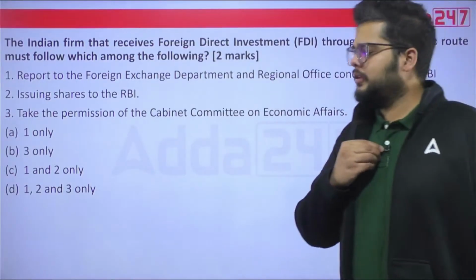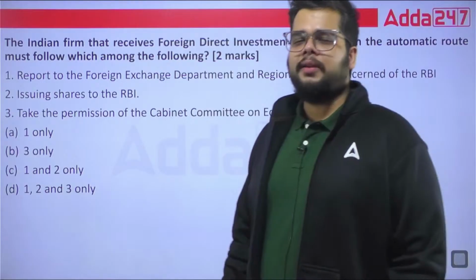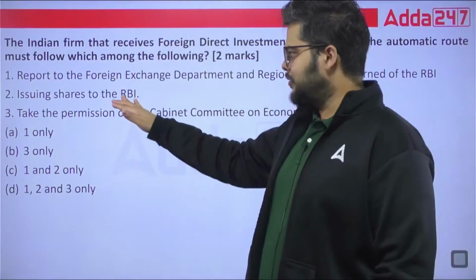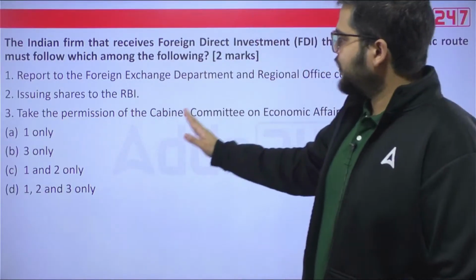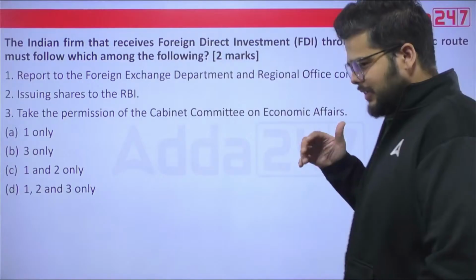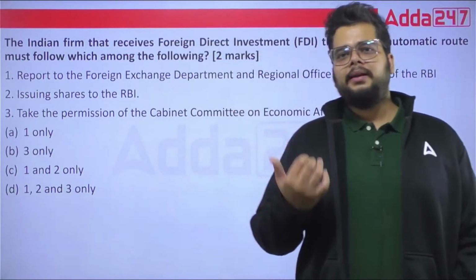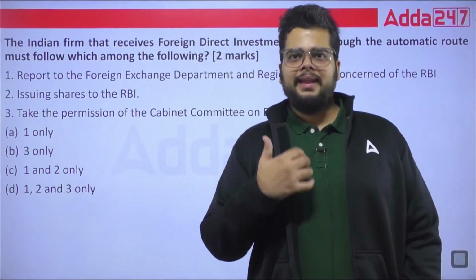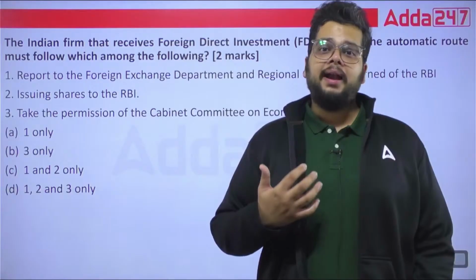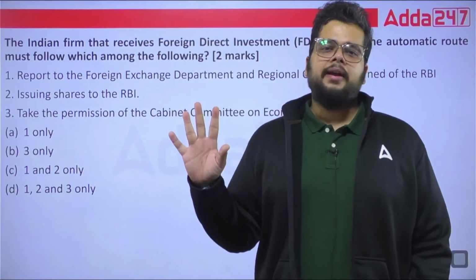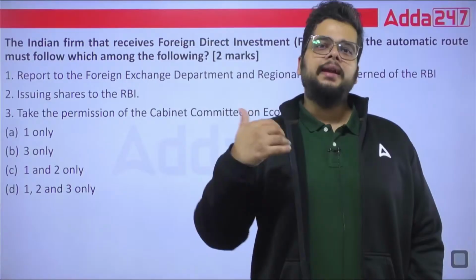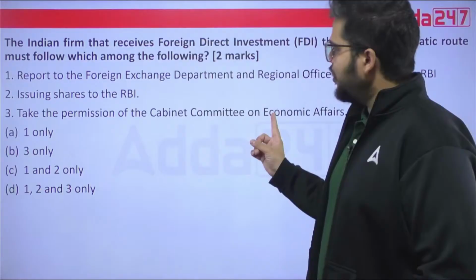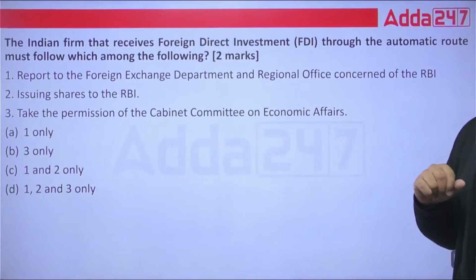Fine. No setup is there where you are providing your shares, or for that matter selling your shares, to the RBI. It is not correct at all. Take the permission of the Cabinet Committee on Economic Affairs. So as I have just told you, in the automatic route, where we talk about the sharing of stakes from one party to another party, there is no approval required from either the government or the RBI, only the intimation, the reporting is there to the RBI. So CCEA is involved in which setup? It is involved in the government route.